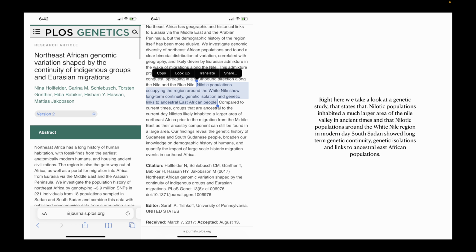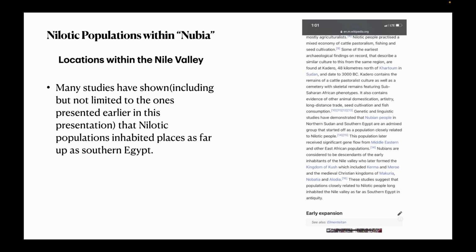There were migrations from the Middle East, which caused admixture, which would be the reason why there are some people who don't look like me, like the stereotypical Nilotic Southern Sudanese. As you guys can see here, what I showed in this slide was that there were migrations from the Middle East. They mixed with the local Nilotic people and other East African groups that already existed within the area, and created who we now call Nubians.